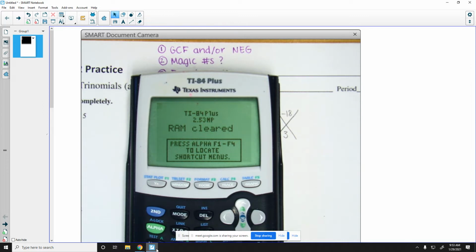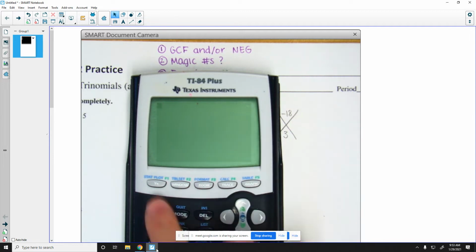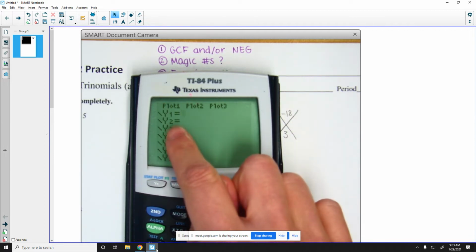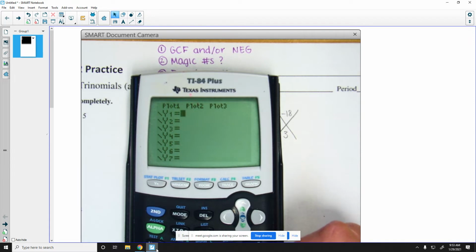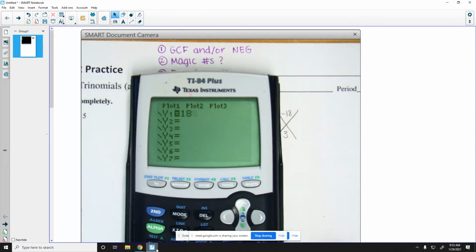So let's say that you just have a complete brain fart and you're like, I don't know what times what equals 18. I just can't think right now. I'm so tired. Then a way that your calculator can tell you what times what is 18 is to go to the y equals. So all of you go to y equals, and you're going to take this number, 18, and type in 18 divided by x. You're always going to write divide by x. Now go to your table.